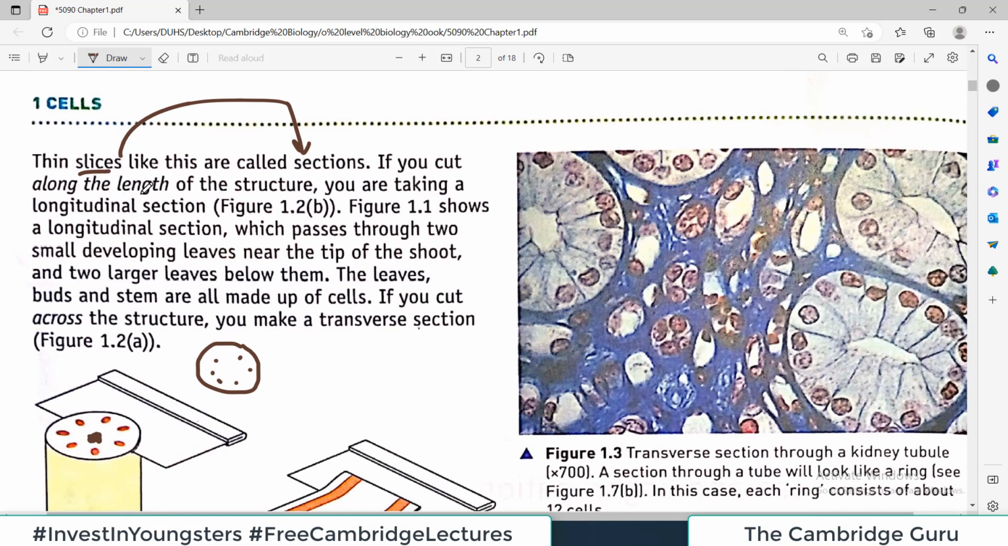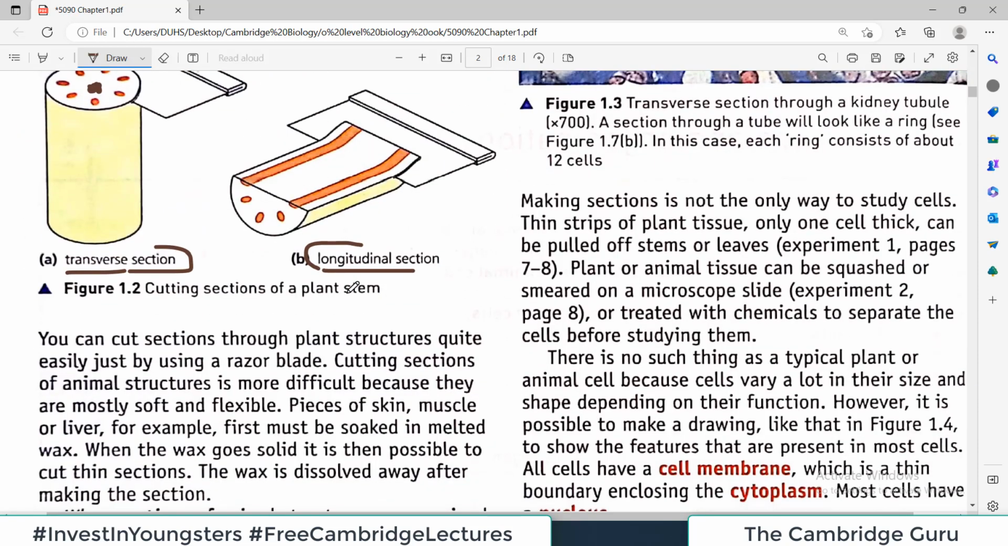So if you cut along the length of the structure, you are taking a longitudinal section. But if you are cutting it across the structure in a horizontal fashion, it's a transverse section. So these two terms are important to know for this paragraph. Okay, so now let's move on.